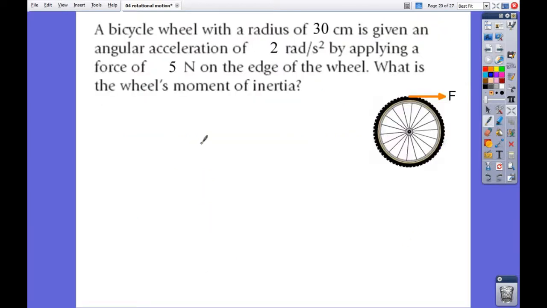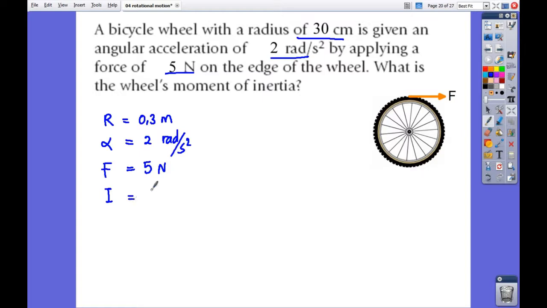Next question. A bicycle wheel with a radius of 30 cm is given an angular acceleration of 2 radians per second squared by applying a force of 5 Newton on the edge of the wheel. What is the wheel's moment of inertia? Given the variables, the radius of the wheel is 0.3 meter, angular acceleration is 2 radians per second squared, and the force is 5 Newton. What is the moment of inertia?